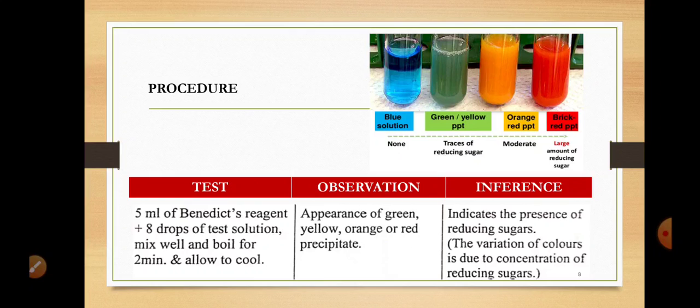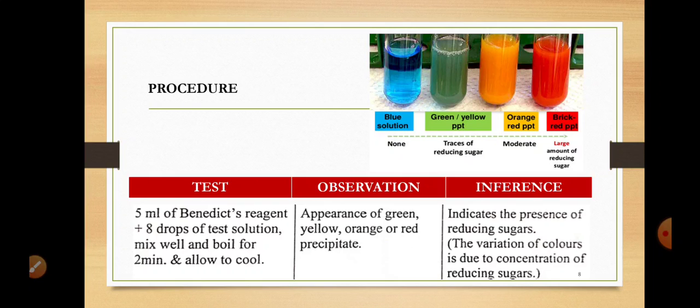If you get a green or yellow precipitate, it indicates that there is a presence of reducing sugar, but that is in a trace amount. If you get an orange-red precipitate, it indicates there is a moderate amount of the reducing sugar present in the sample. If you get a brick-red precipitate, as you can see in the last test tube, it indicates there is a large amount of the reducing sugar present in the sample.